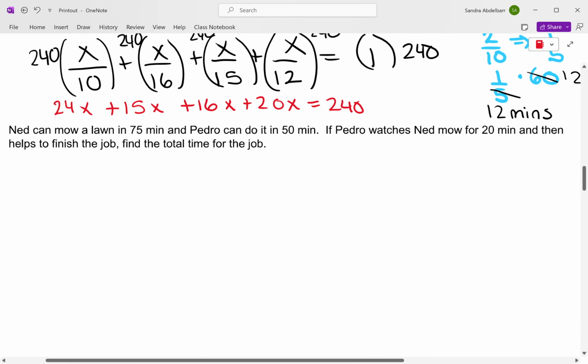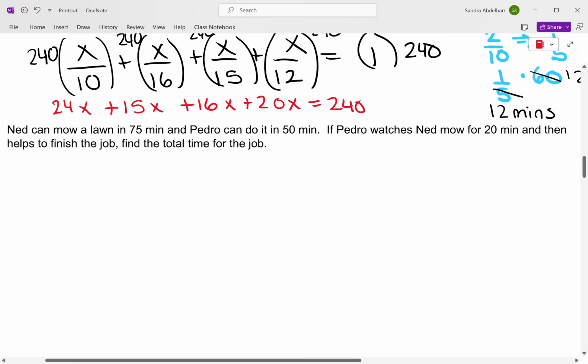All right, ready for the first one? Ned can mow a lawn in 75 minutes and Pedro can do it in 50 minutes. If Pedro watched Ned for 20 minutes, then helps to finish the job. Find the total time for the job.